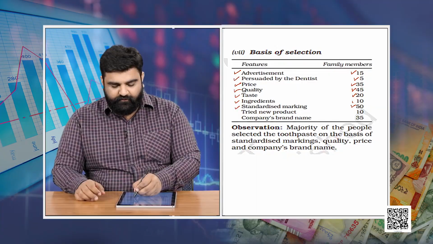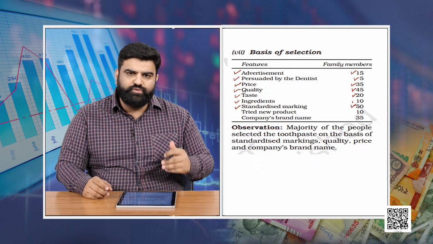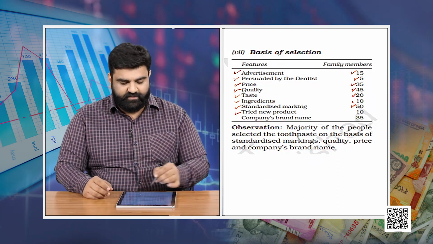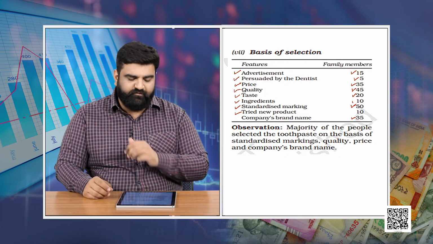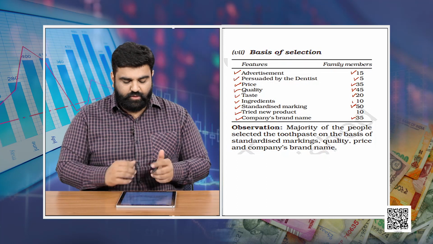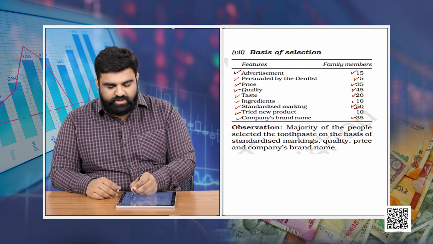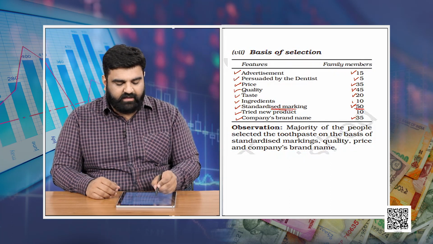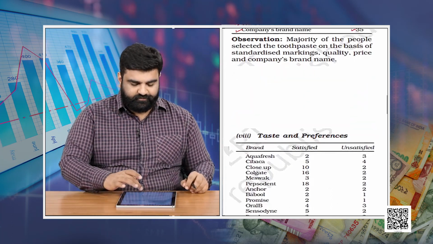There were around 50 households which were attracted by the standardized marking on the toothpaste. 10 households preferred it because they tried a new product. Then there were around 35 members who went on the company's brand name. So, we find that the most number of family members were attracted by standardized marking on the product.